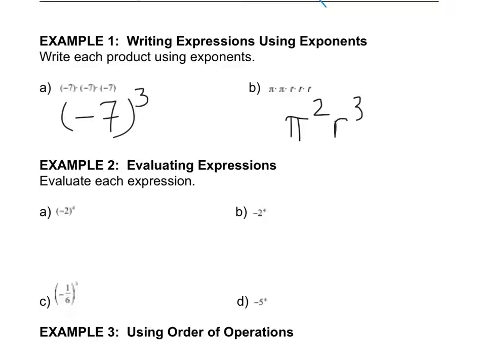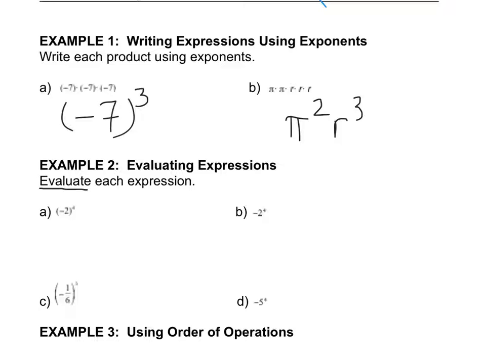Next, we're asked to evaluate. So when I see this word evaluate, that basically means we want an answer this time. We want to know what is this value, not just how do I write it out expanded with exponents like we did in A and B from example 1.